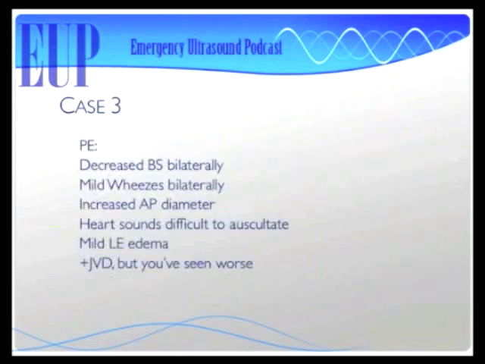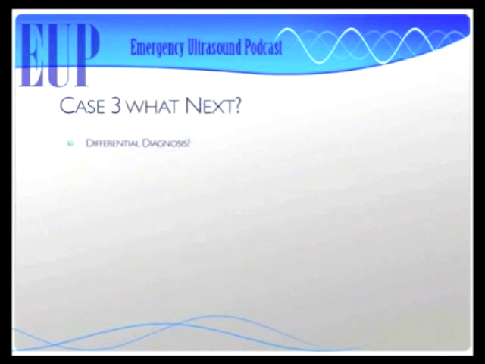So his physical exam shows decreased breath sounds bilaterally, mild wheezes bilaterally, increased AP diameter, heart sounds are difficult to auscultate, mild lower extremity edema. He's got JVD. You've seen worse. Differential diagnosis: it's still congestive heart failure, it's still pneumothorax, it's still COPD, it's still pulmonary embolism.